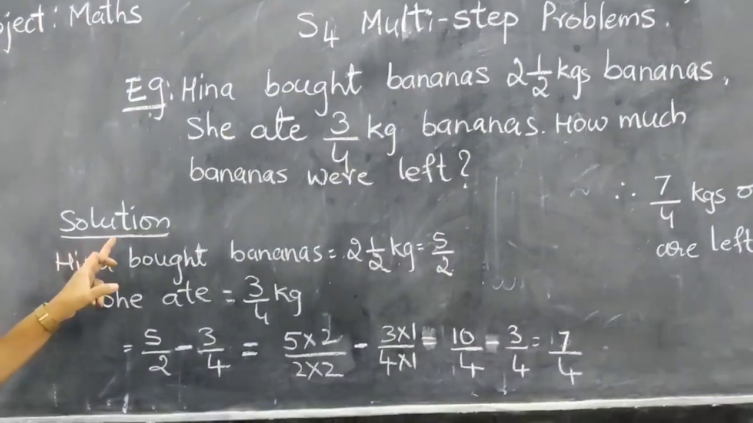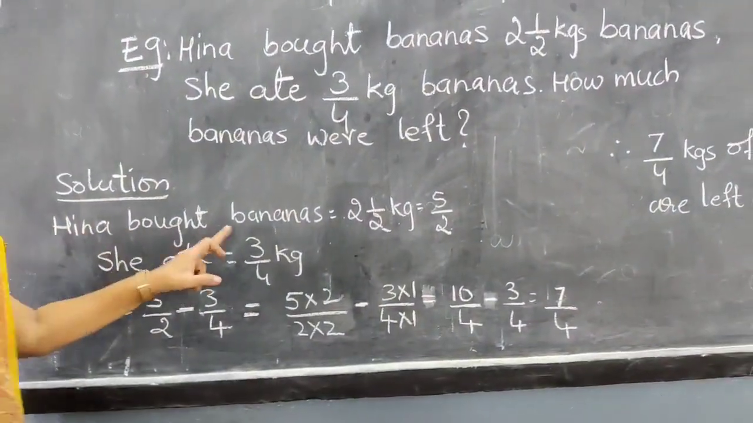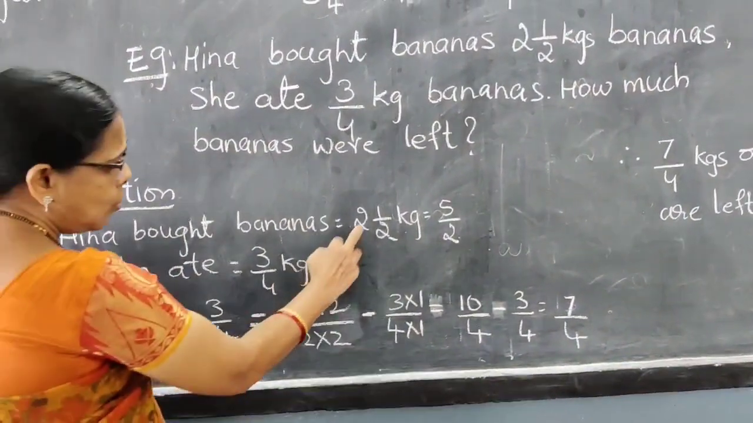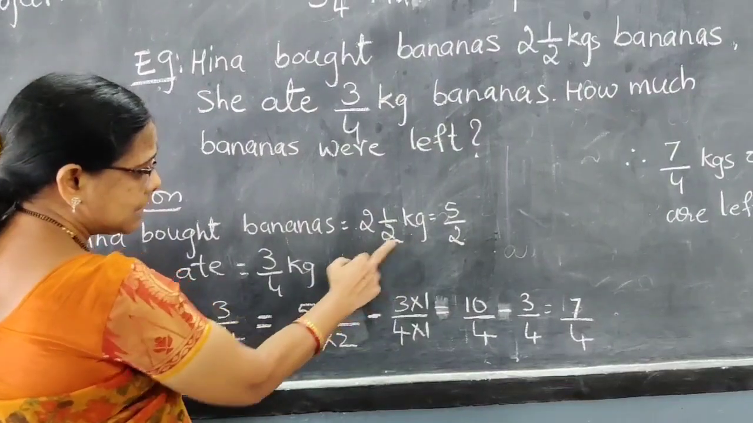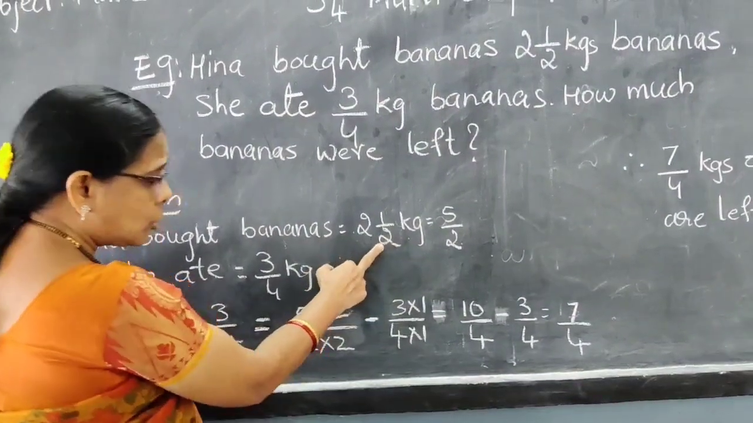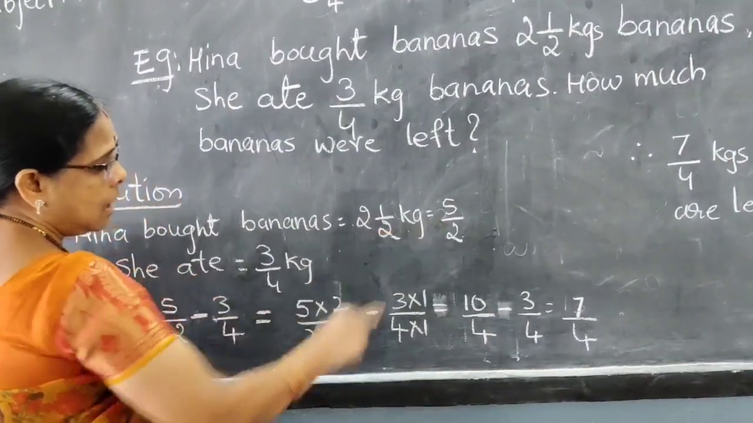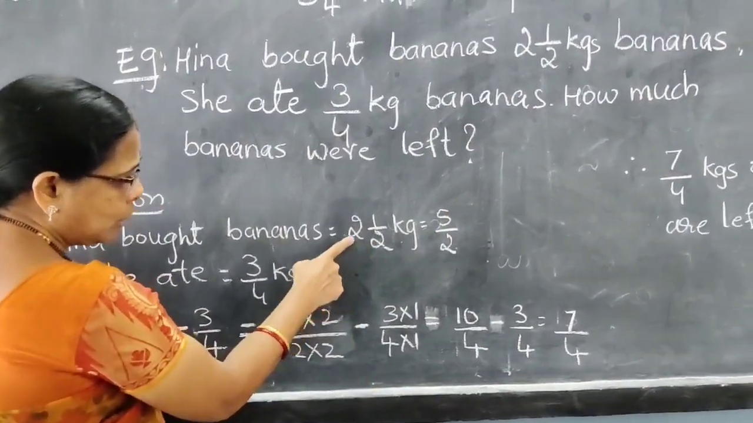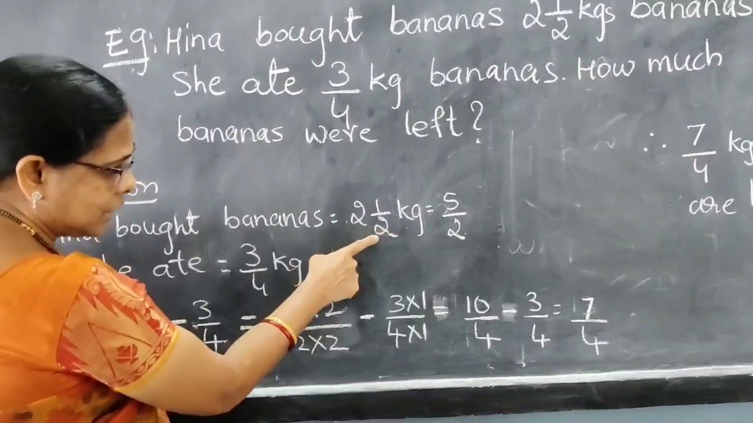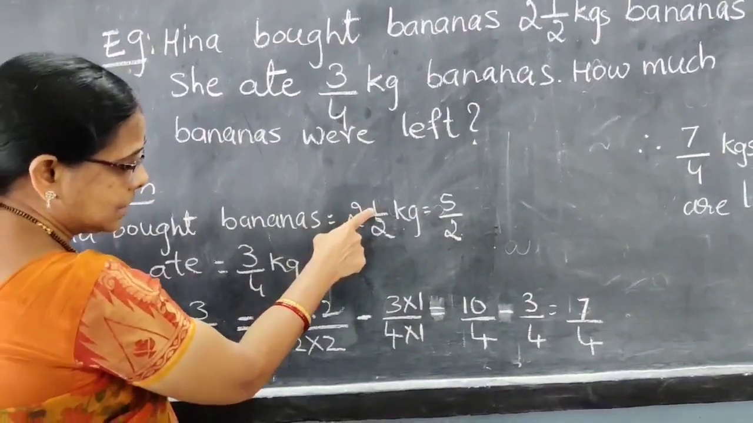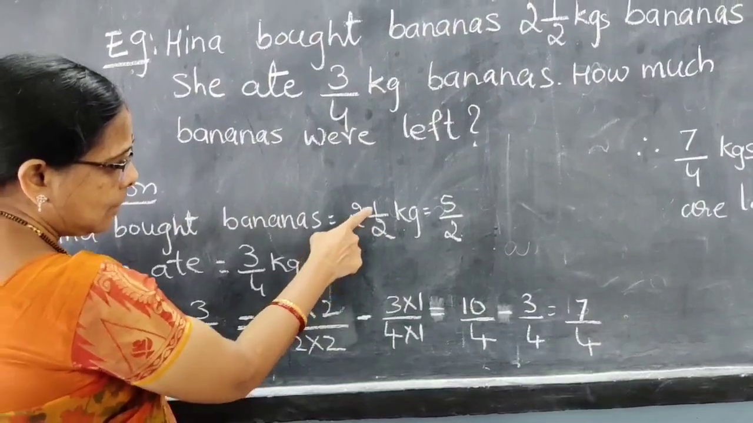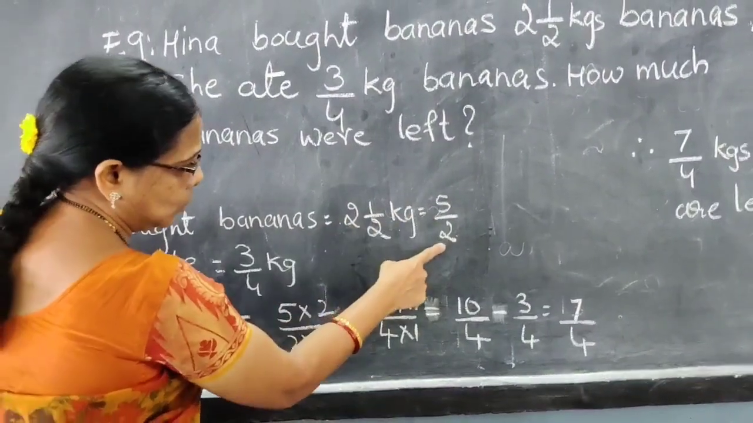Okay. Solution. Tina bought bananas. How much? 1 1/2 kgs. This is a mixed fraction. First you have to convert the mixed fraction into an improper fraction, children. How will you convert it? First you have to multiply these two numbers and add this number. 2 2s are 4 plus 1, 5 by 2.